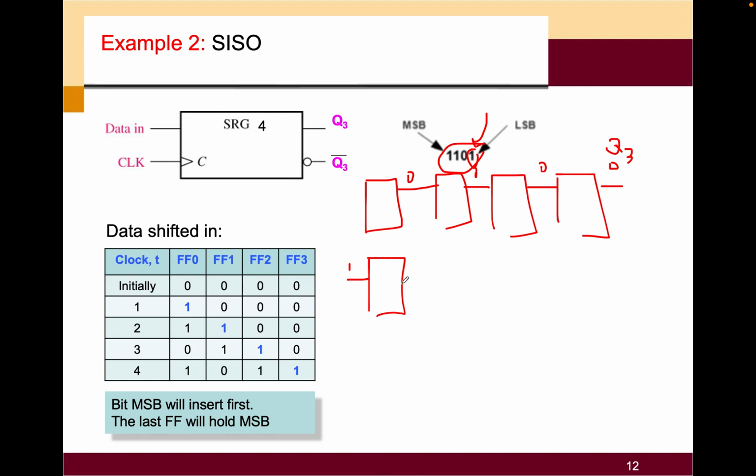So what is the output for this one? It's going to be 1. And what is the rest? It will remain 0, 0, 0. Okay, so that's why for this clock 1, this is clock 1, right? For your clock 1, flip-flop 0 will be 1 there. The rest will be 0, 0, 0. Okay, second, what is the data? Now it is 0 there. Why is it 1?